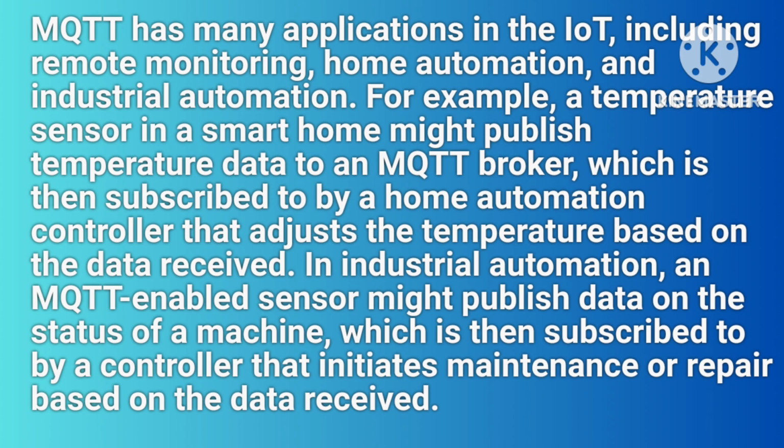MQTT has many applications in the IoT, including remote monitoring, home automation, and industrial automation. For example, a temperature sensor in a smart home might publish temperature data to an MQTT broker, which is then subscribed to by a home automation controller that adjusts the temperature based on the data received. In industrial automation, an MQTT-enabled sensor might publish data on the status of a machine, which is then subscribed to by a controller that initiates maintenance or repair based on the data received.